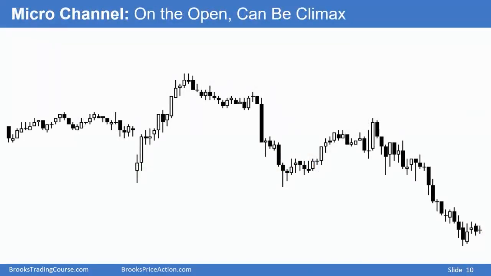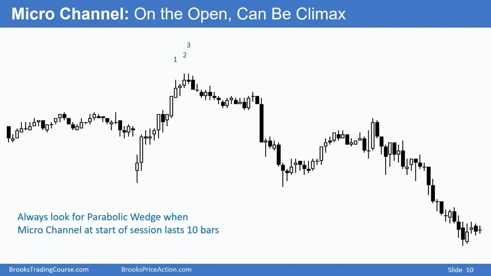Parabolic wedges are common on the open in the first hour or so. Anytime you see a strong rally with a pause and then a series of buy climaxes on the open, you always have to be thinking about the possibility of a parabolic wedge. Here, it's a possible parabolic wedge top. First push up, pause. Second push up, pause. Third push up, and then even a fourth push up. Is the parabolic wedge 1, 2, 3, or 1, 2, 3, 4?